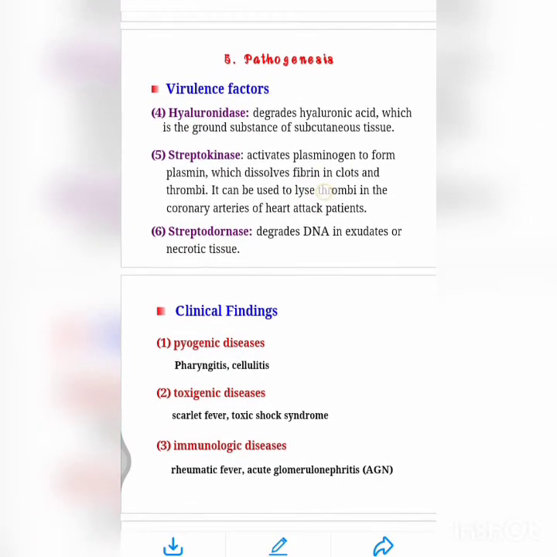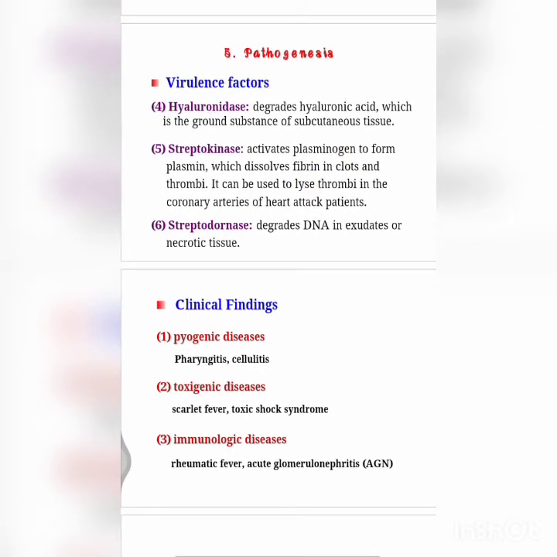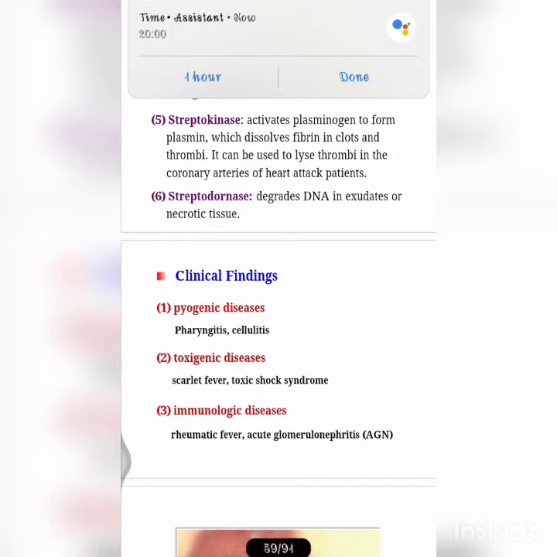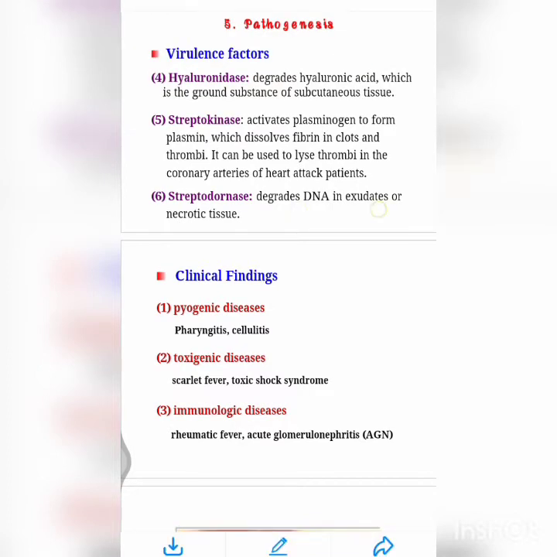Next, streptokinase is the one which converts plasminogen into plasmin. As the plasmin is formed, it dissolves the fibrin, that is, it stops the clot formation and thus thrombi cannot be formed. So it is used in coronary artery patients because it can remove the clots. And streptodornase degrades the DNA in exudates or necrotic tissue.